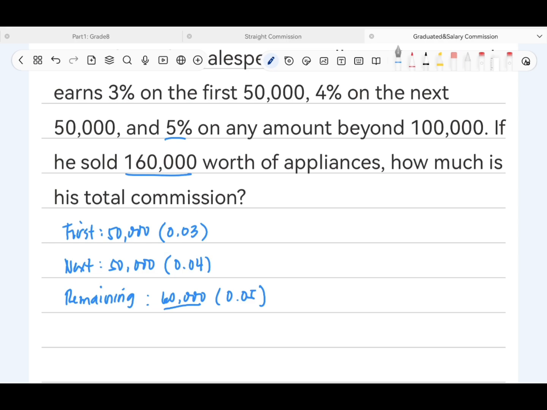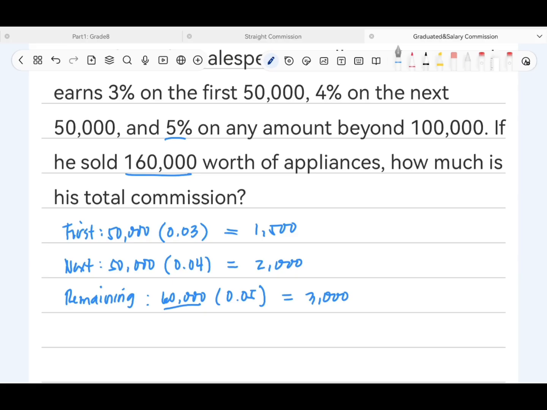Okay? So, now let's multiply. So, we have here 50,000 times 0.03, that is equivalent to 1,500. Next, let's multiply 50,000 times 0.04, that is 2,000. And for the remaining, we have 60,000 times 0.05, that is 3,000.